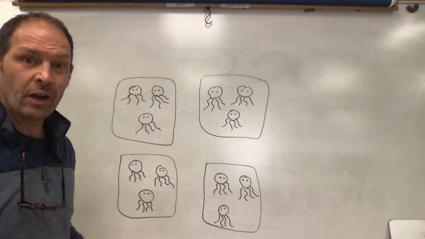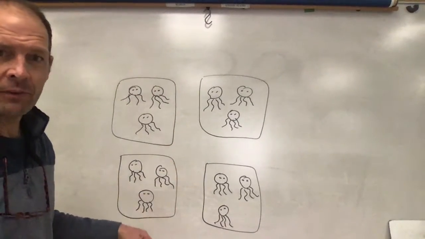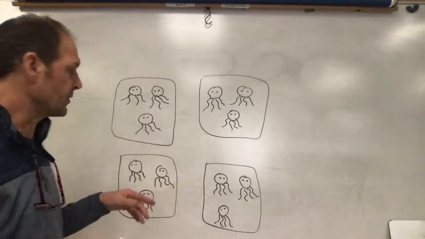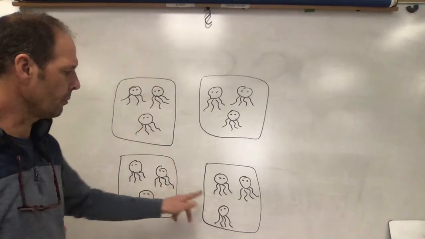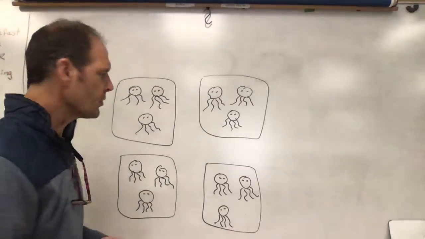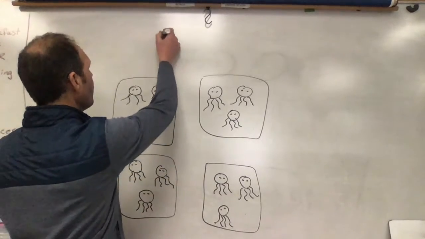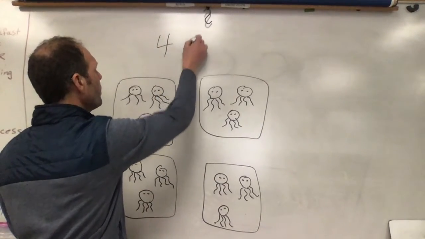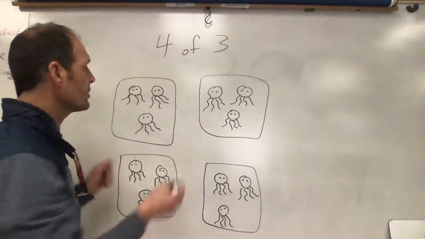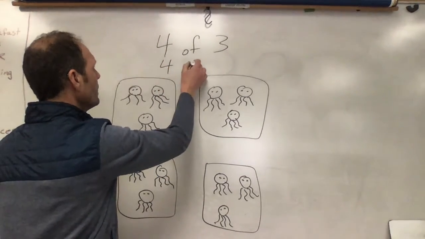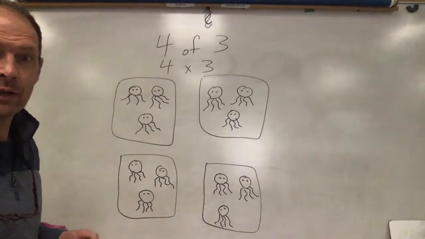Okay, here we are with a picture of 4 groups of little flying space aliens. So here's a group of 3, another group of 3, another group of 3, and another group of 3. So what we have here is groups of 3 aliens. Right now I have 4 groups of 3 aliens. In other words, I have 4 times 3. I have 4 of 3, 4 groups of 3.